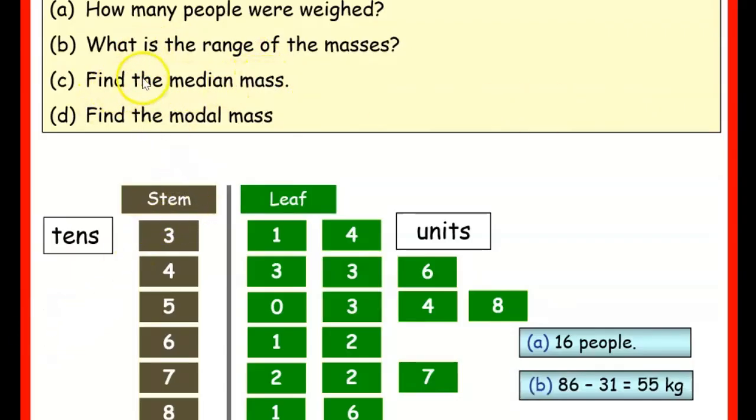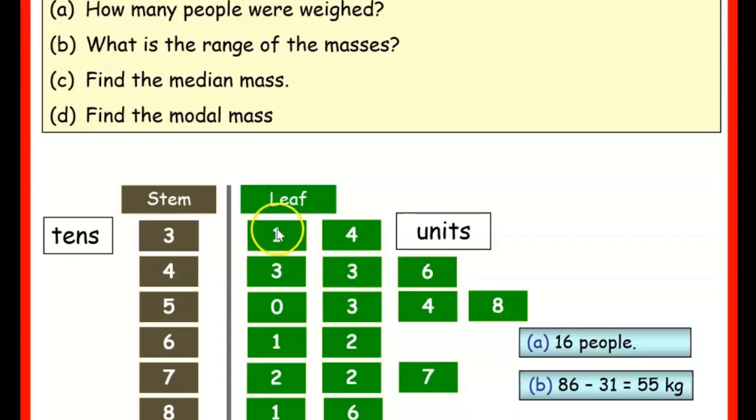Now let's quickly find the median. How are we going to find the median of this data set? We know that altogether we have 16, so we are going to have two numbers in the middle. With an odd data set, we have just one at the middle, but this is an even data set, so we have two numbers at the middle. What is half of 16? Half of 16 is 8.